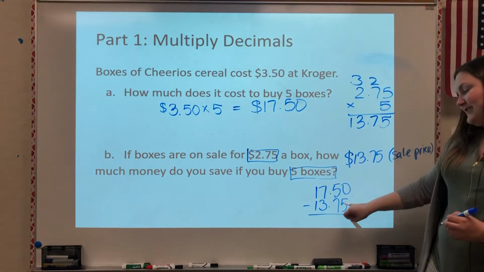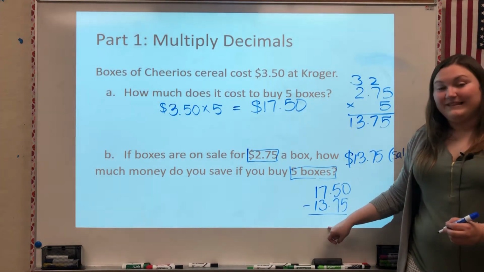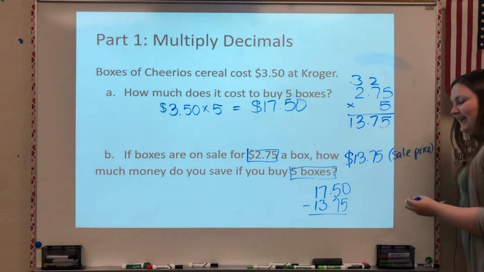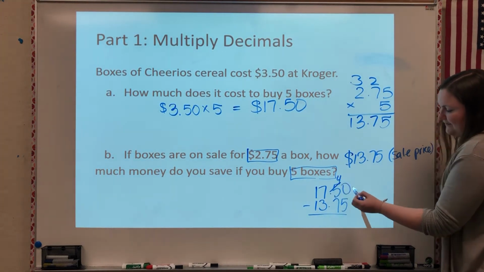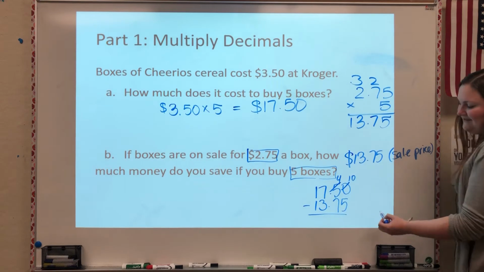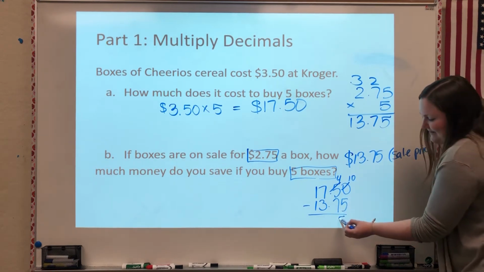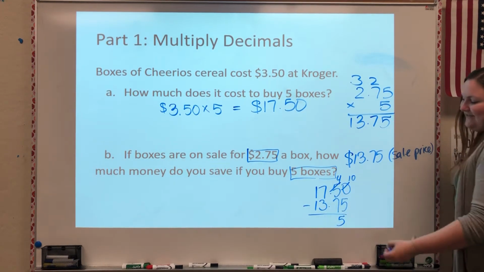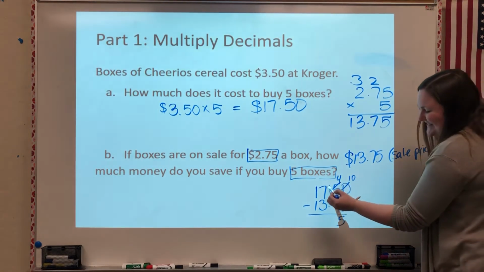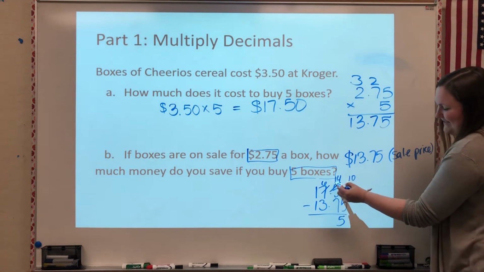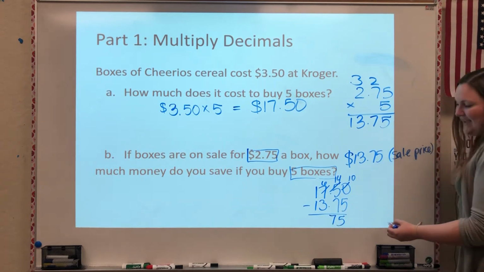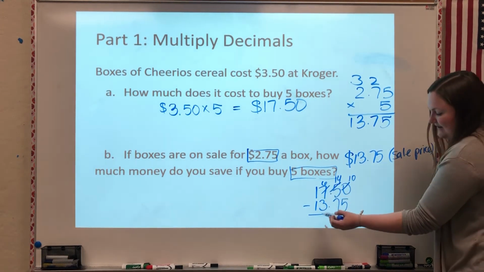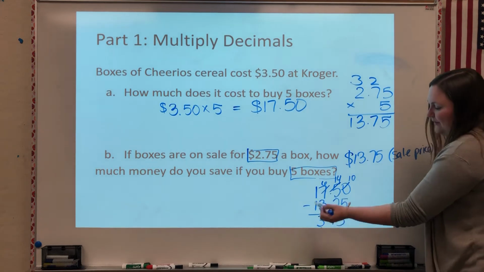If you're adding or subtracting, you want those decimal points to line up like this. When I go to subtract, I can't do 0 minus 5, so I need to borrow and make that a 4 so that I can make this a 10. Then I can say 10 minus 5 is 5. 4 minus 7, can't do that, so I'm going to have to borrow again, change my 7 to a 6 so I can make this 14. And then 14 minus 7 is 7. And then my 6 minus 3 gives me 3. 1 minus 1 is 0.